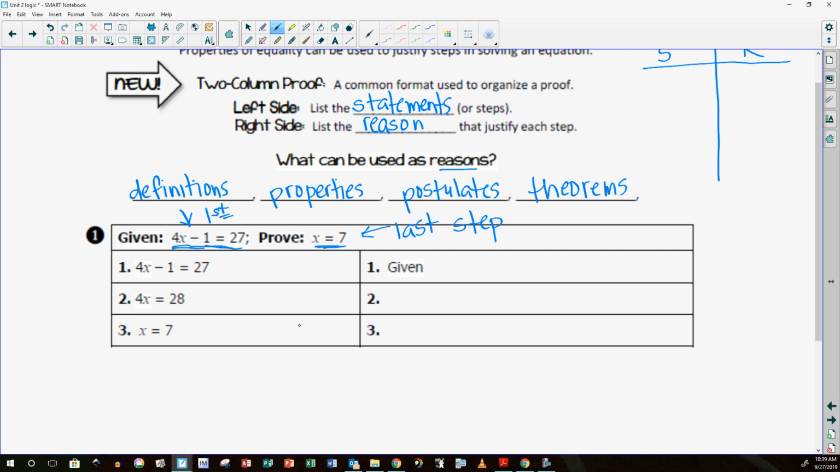Okay? So what you do is you take what's given, you write it down, and you tell me, hey, I wrote this down because this is what you gave me. And then you start solving. So from step 1 to step 2, I see that the 4x matches. I see my equal signs match. But I see that this -1 moved to the other side. So I used the addition property because I added 1 to both sides.